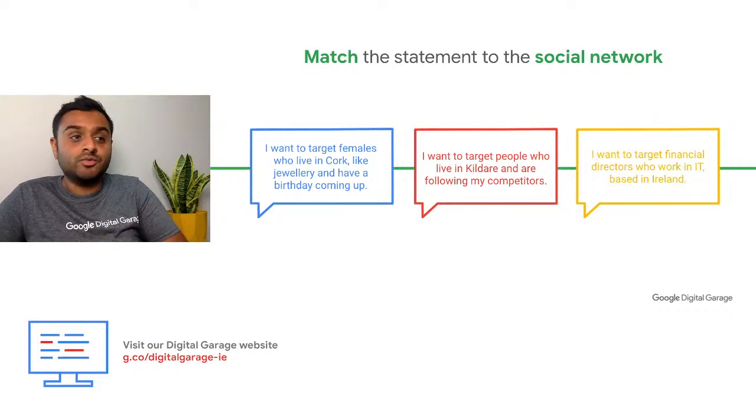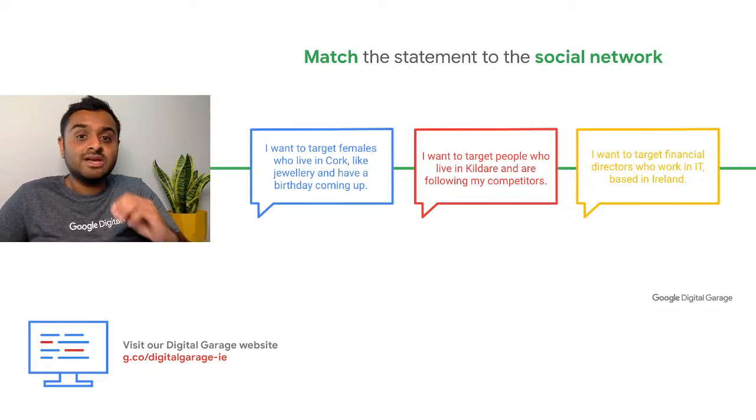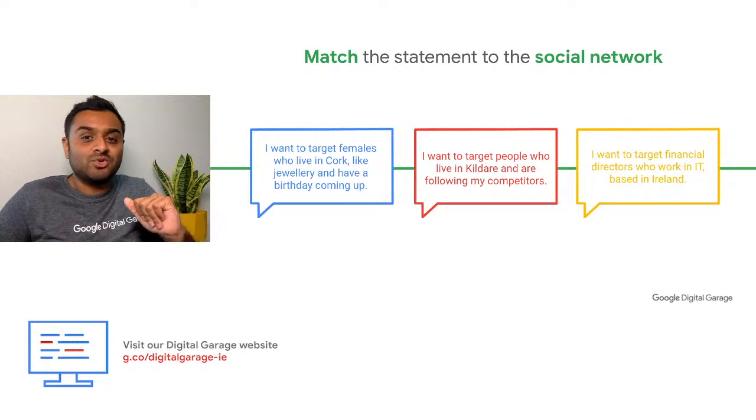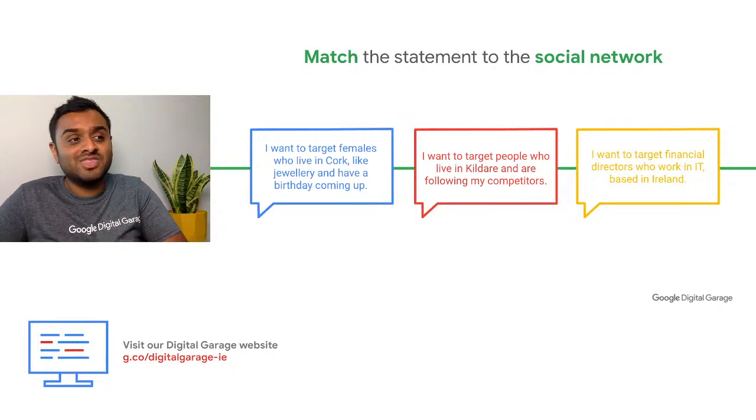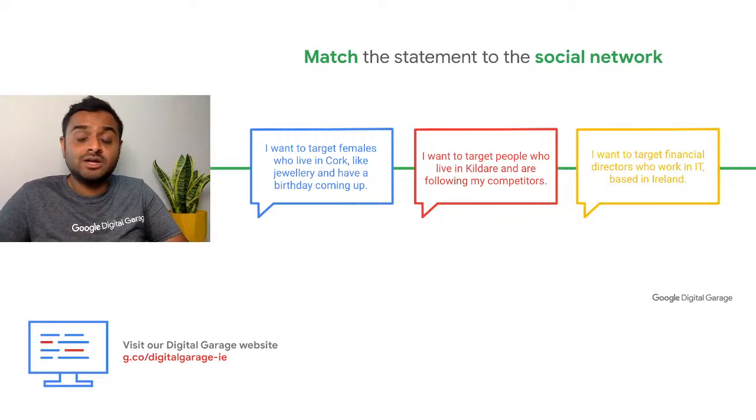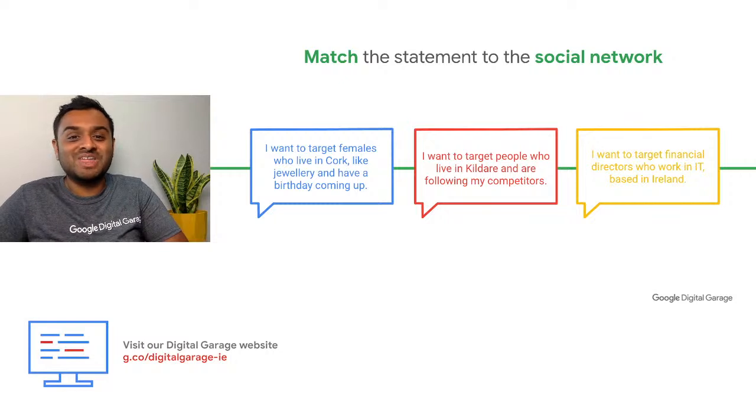In the red bubble here, you can see I want to target people who live in Kildare and are following my competitors. That's a giveaway for Twitter, which would be the most ideal platform for that. And then you've got I want to target financial directors who work in IT and who are based in Ireland. So LinkedIn seems to be the most appropriate one for that as well.